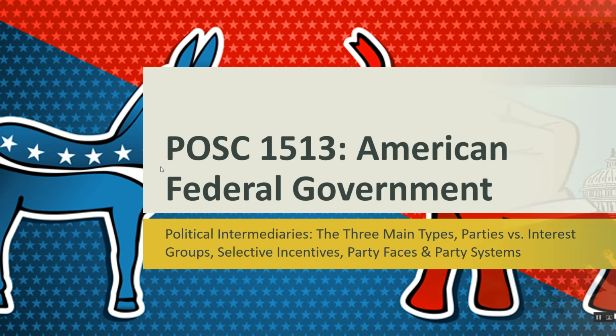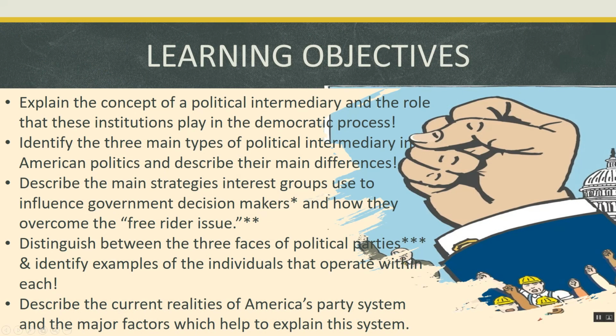All right, let's begin by going over our learning objectives. The first learning objective asks for you to explain the concept of a political intermediary and the role that political intermediaries play in our democratic process. The second learning objective asks for you to identify the three main types of political intermediary currently active in American politics and describe the main differences between political parties and political interest groups.